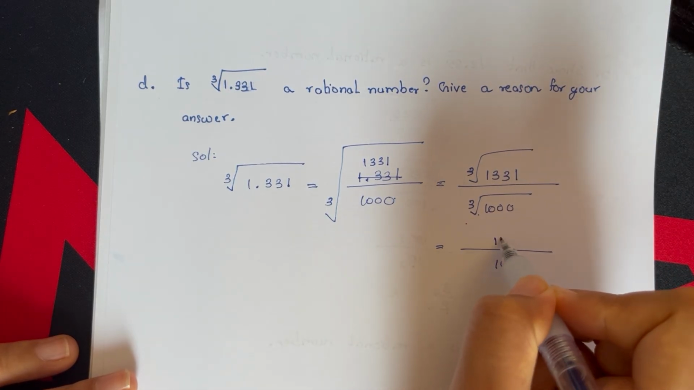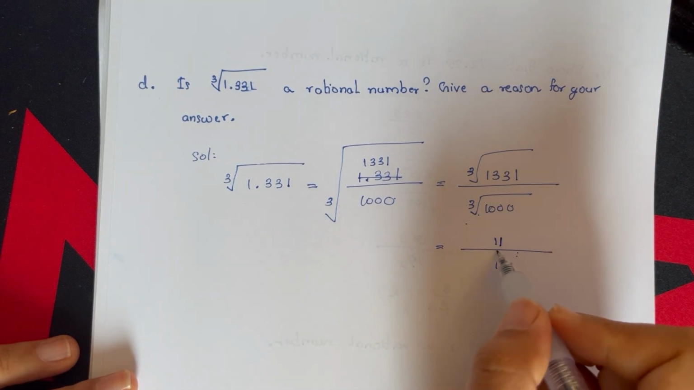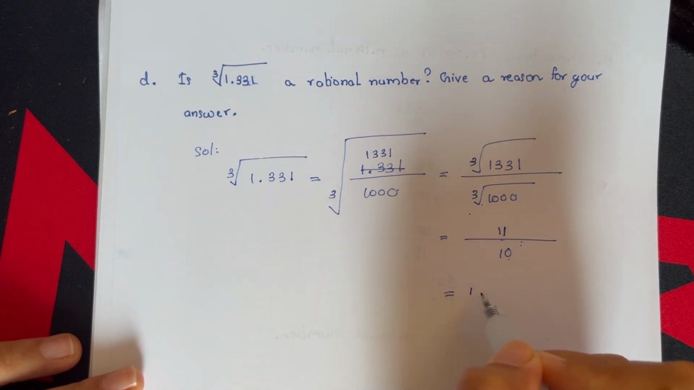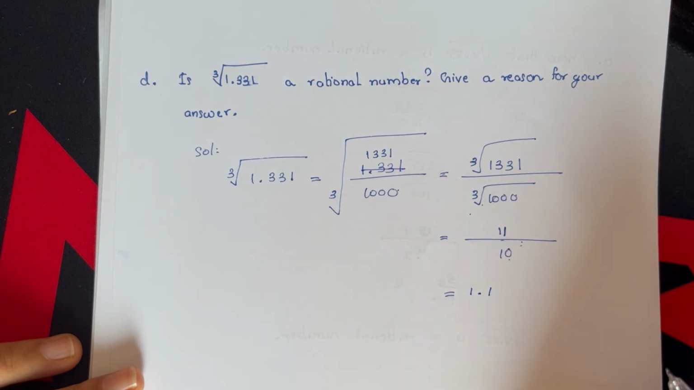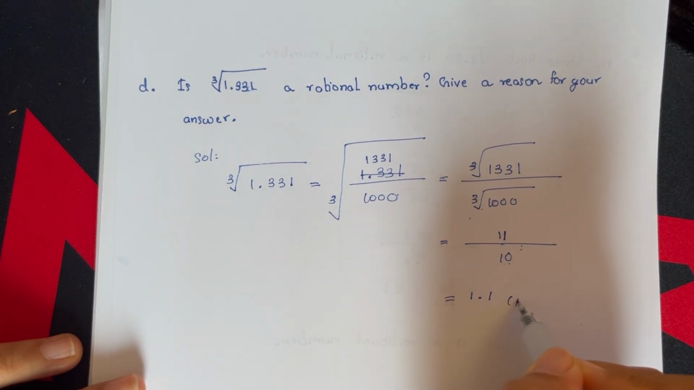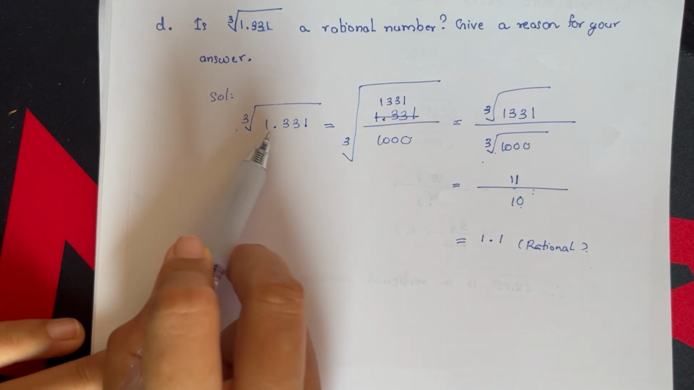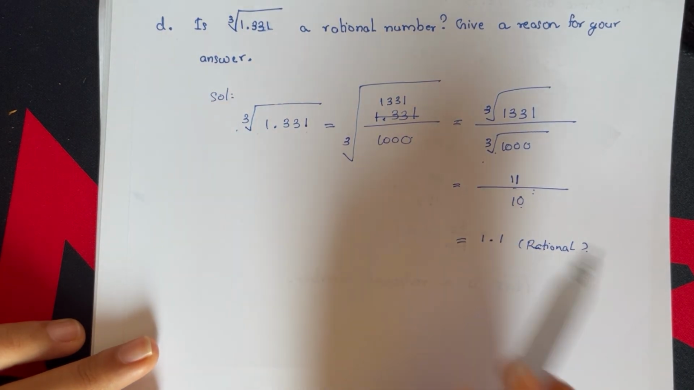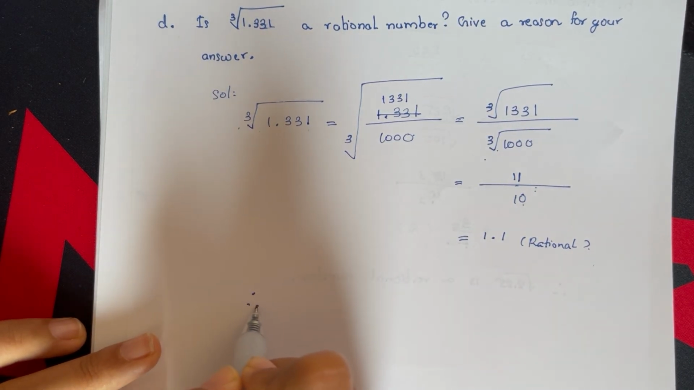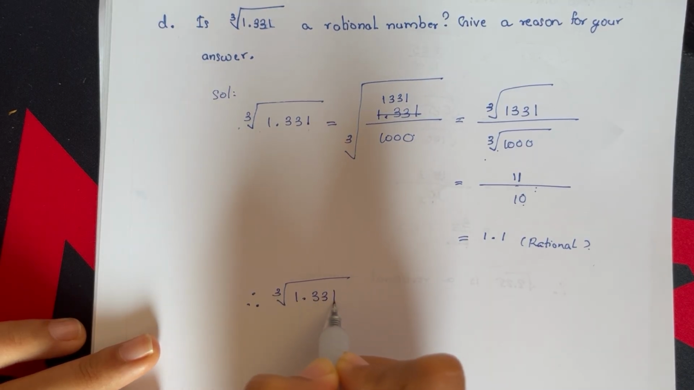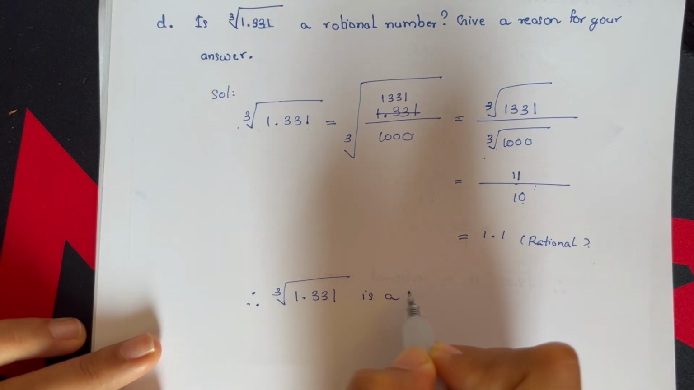So that would be 11 by 10. So 11 by 10, that's equal to 1.1. 1.1 is a rational number. So that's why cube root of 1.331 is also a rational number. So that's why cube root of 1.331 is a rational number.